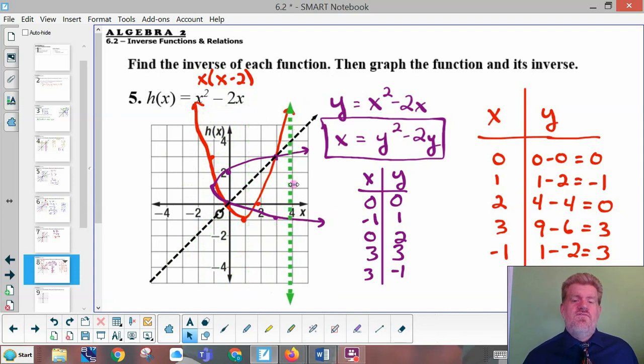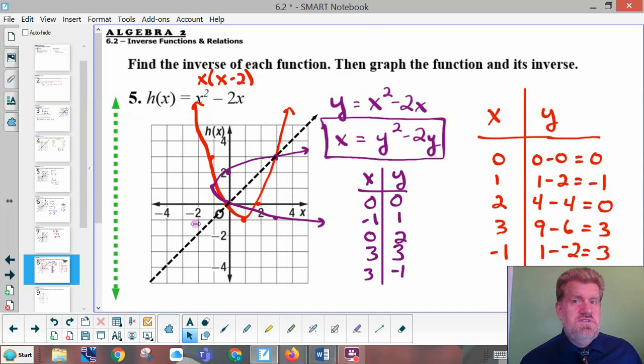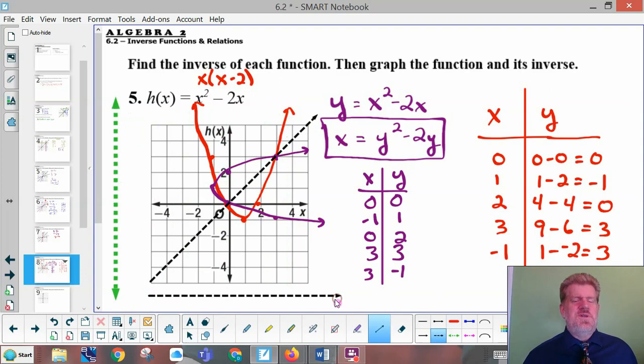Okay? It fails the vertical line test. But here's a little thing. You don't have to actually graph the function or graph the inverse to tell if it's a function or not. So guess what the inverse of the vertical line test would be? Yes, the horizontal line test.